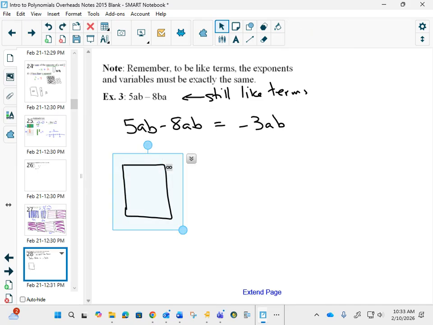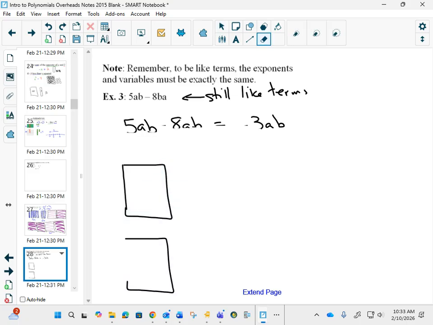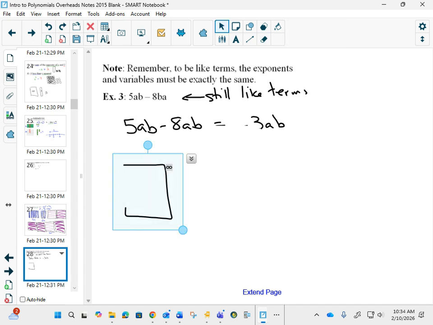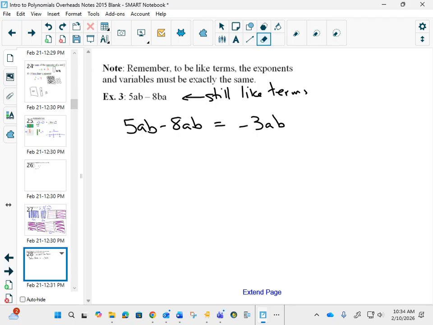Oh, it's because you made it too long. I know, I drew it too slow. I'll redraw it. There's my AB rectangle.